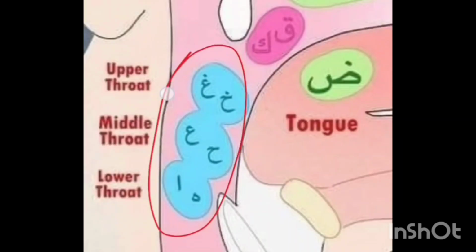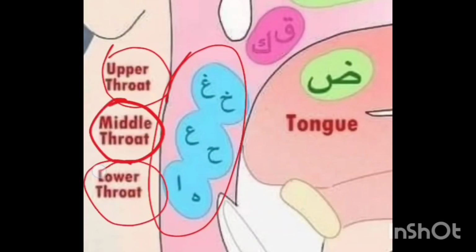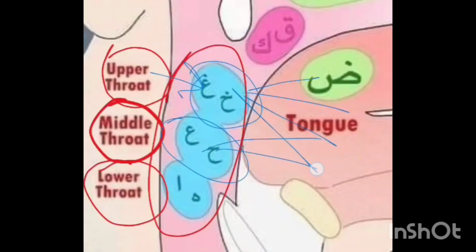These are the letters of the throat. You're going to notice that there are upper throat, middle throat, and lower throat areas. The sound for these two letters is going to come from here, from your upper throat. For these two letters, it's going to come from the middle throat, and for these two letters, it's going to come from the lower throat. When you practice and repeat after me, try to notice where the sound is coming from.